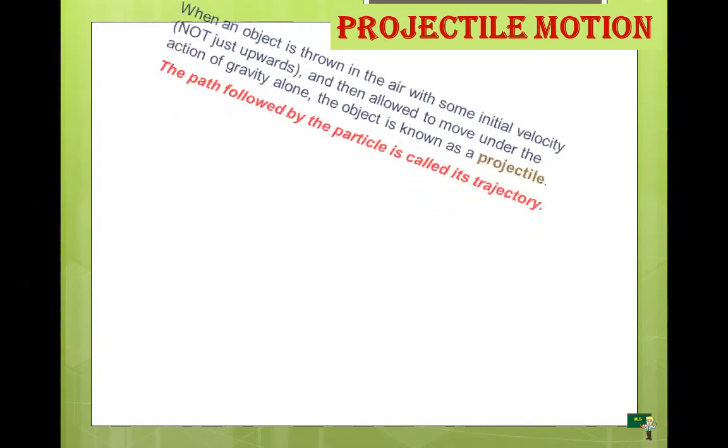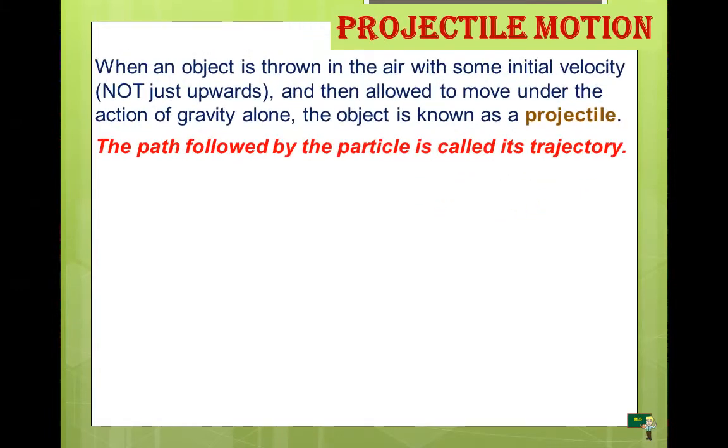What is projectile motion? When an object is thrown in the air with some initial velocity, that means not just upwards, and then allowed to move under the action of gravity alone, the object is known as a projectile. The path followed by the particle is called its trajectory.